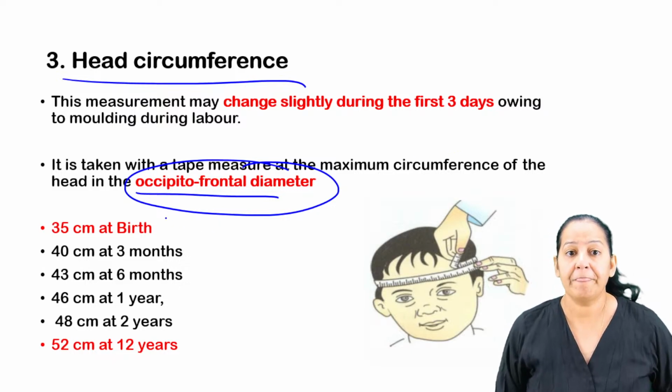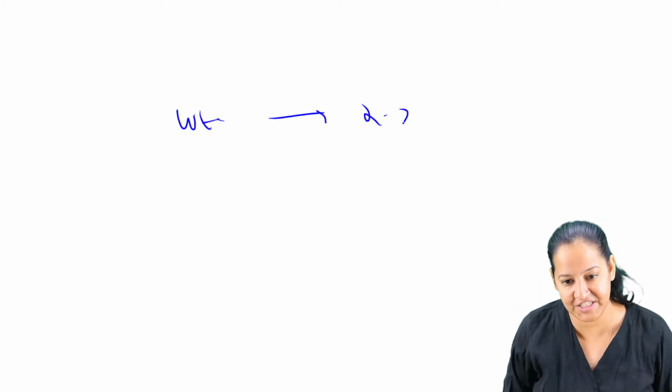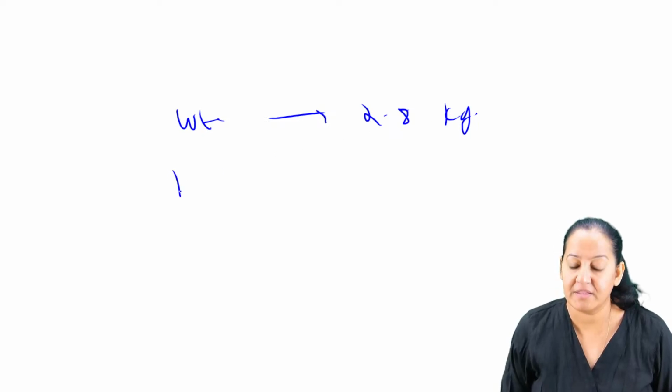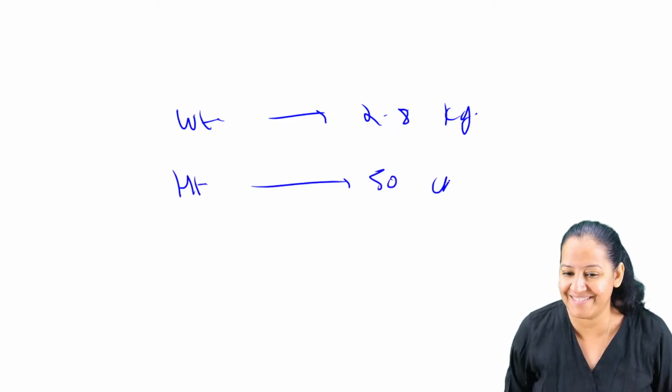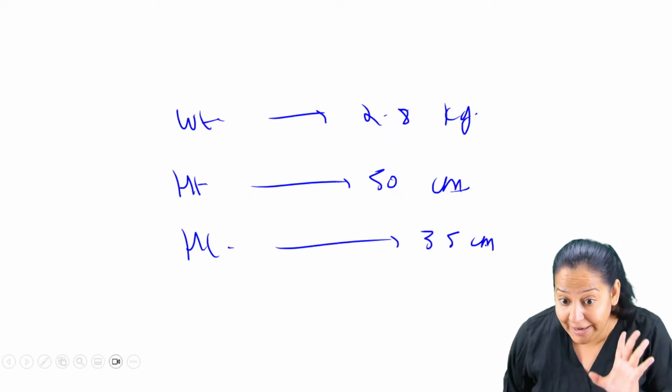At birth, it is 35 centimeter. At birth, please learn. At birth, the weight is 2.8 kg, the average weight in India, I'm telling you. The height is 50 centimeter and the head circumference is 35 centimeter. Please learn the values at birth.